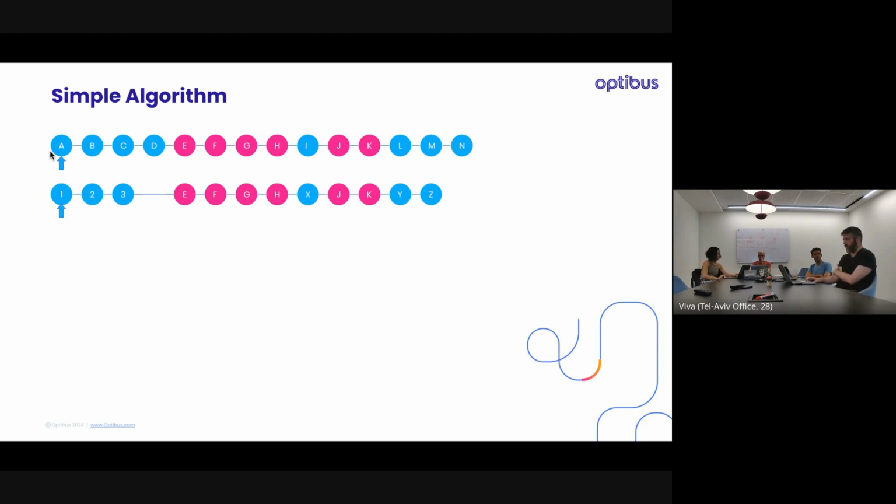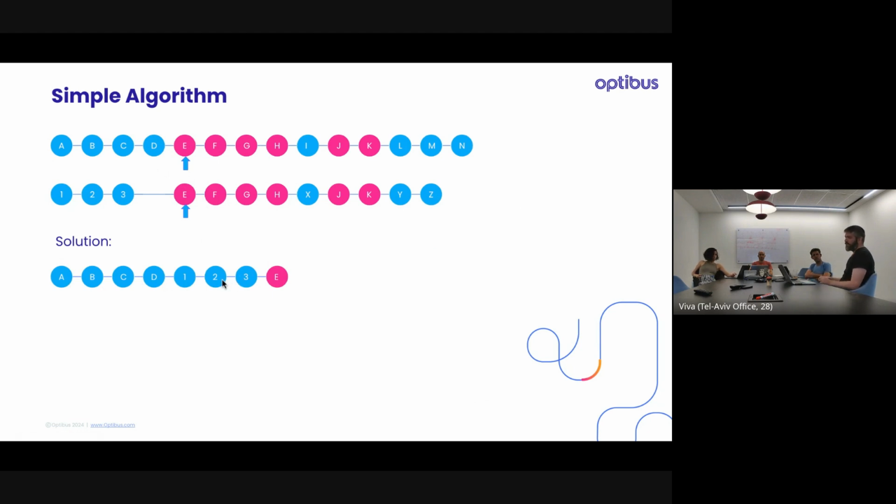I use two indexes, on the two routes I want to combine. Every time I search for this A, it doesn't appear here, so I go to the next one. B doesn't appear here. C doesn't appear here. D doesn't appear here. E, now I found this E. So now this is our first combined stop, and now I need to copy all of the stops from this index to the stop, and from this index to the stop. So now I copy the A, B, C, D, and 1, 2, 3.